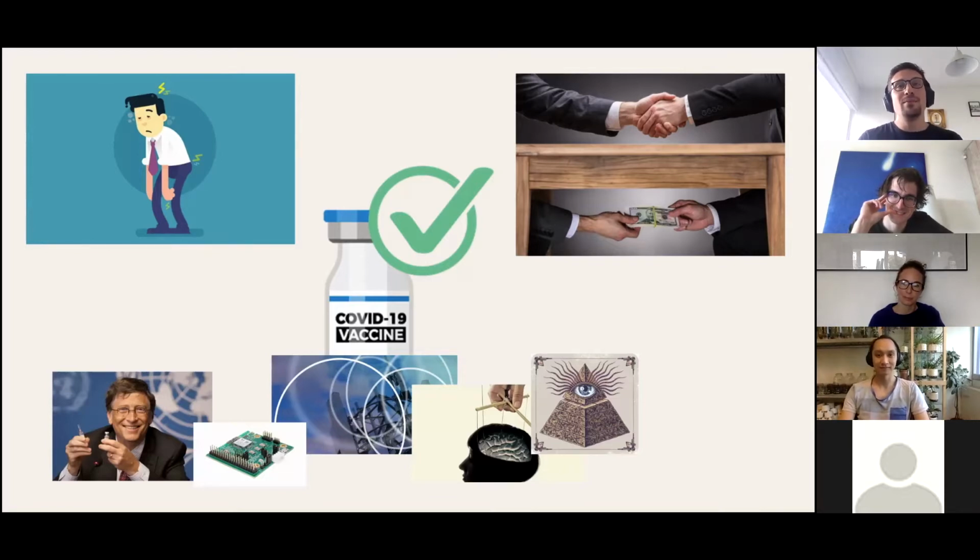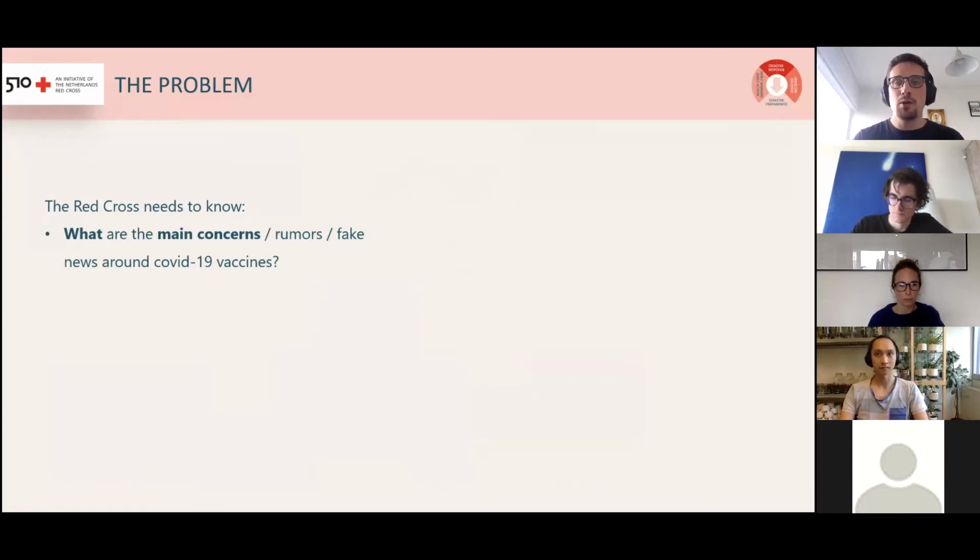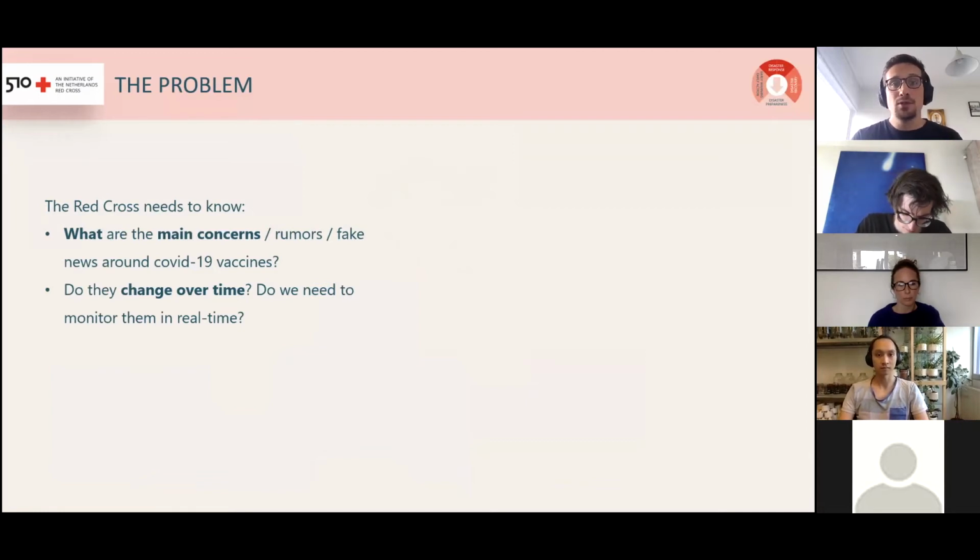All of these problems are what the Red Cross needs to face when they communicate about vaccines. So let's try to define the problem in a bit more systematic way. The Red Cross needs to know what the main concerns, rumors, or fake news are when we're talking about COVID-19 vaccines. Do they change over time? So what is the new fake news spreading? Are the opinions of people changing?